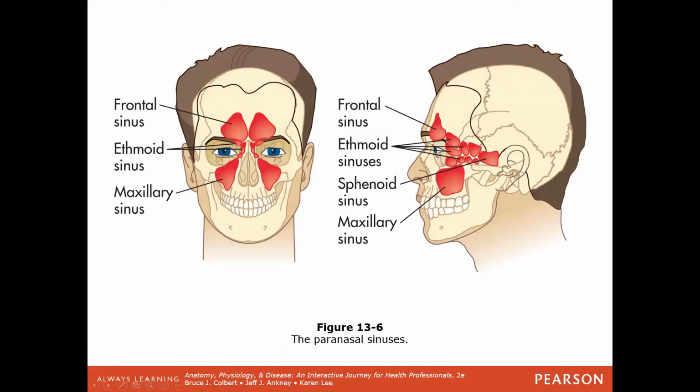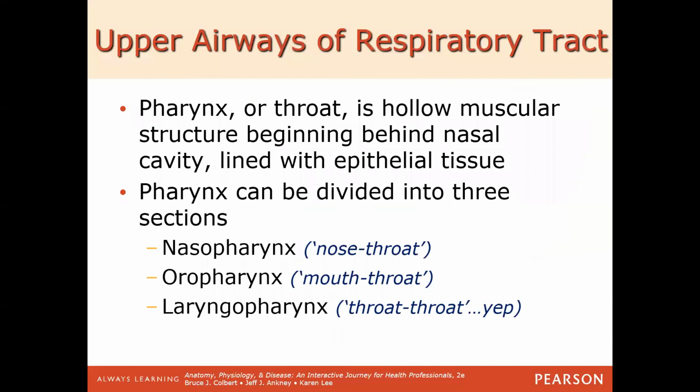Here we can see all of the different sinuses, and you notice from the skeletal system that a lot of these names, if you remember any of the skeletal bones of the skull, are very familiar. The names of the sinuses coincide with the names of the facial bones. The pharynx, or throat, is a hollow muscular structure beginning behind the nasal cavity, lined with epithelial tissue. The pharynx can be divided into three sections: the nasopharynx, the oropharynx, and the laryngopharynx.